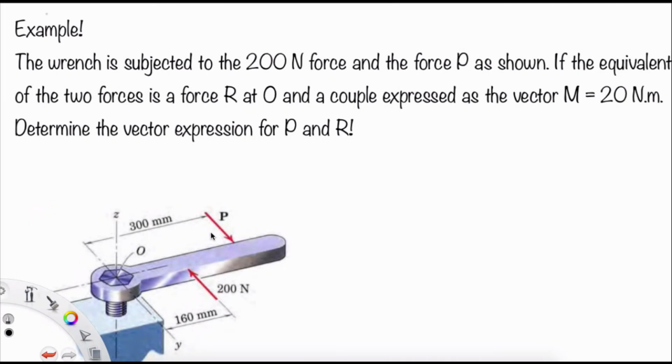Okay, now we will start with the examples. In the first example, we have a wrench. The wrench is subject to the 200 Newton force and the force P shown. If the equivalent of the two forces is a force R at O and a couple expressed as the vector M of 20 Newton meters, determine the vector expression for P and R. So we have to determine the vector expression of P here and the resultant of the force.